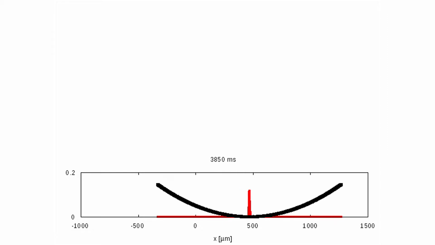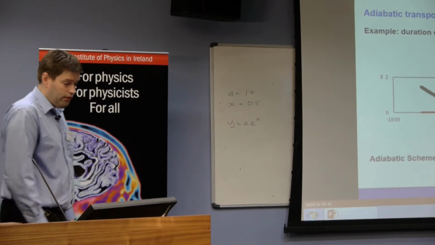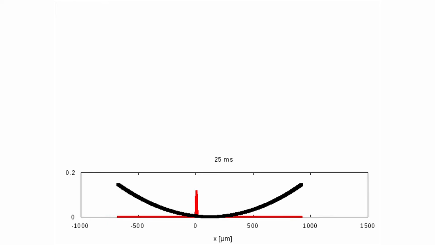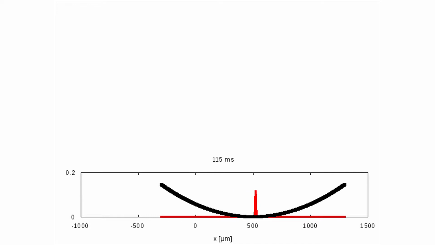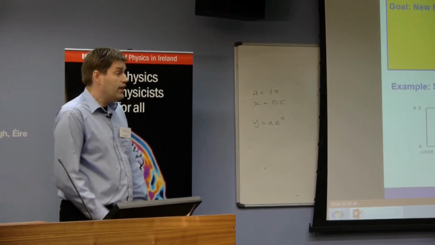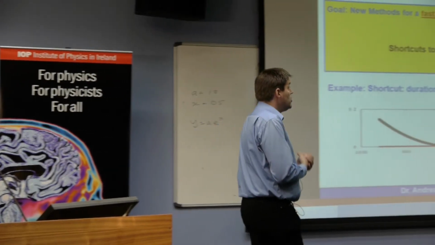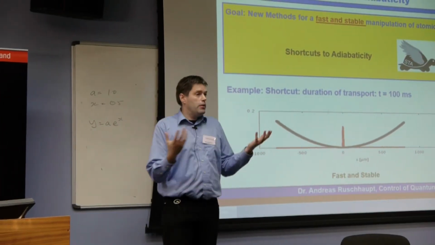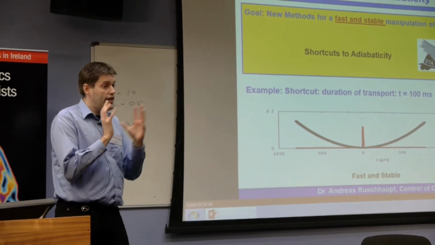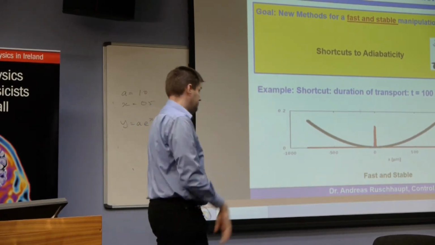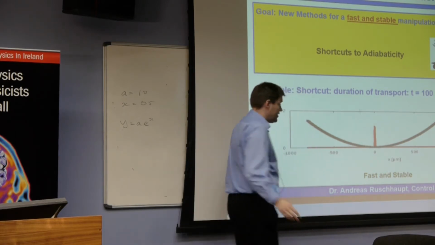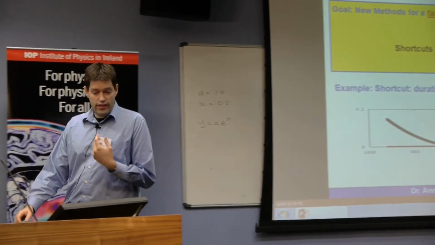And if we just do it faster, you see it here, just move the potential faster, it doesn't work. At the end, our atom is not at rest. You see its wave packet is oscillating a lot. So simply doing this adiabatic transport faster doesn't work. Adiabaticity breaks down. And so the key idea is really to find new methods for fast and stable manipulation of quantum states, in this case for fast and stable transport from here to here. And I will just show you the result, how you can do it really faster and still stable.